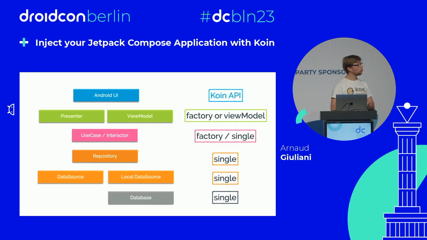For those who want to use business logic rules and try use case, interactor, whatever clean architecture approach with this kind of layers, you can also use a factory or single, whatever you want, if you want stateless or stateful components, to declare this kind of layer. This is the really classical pattern and classical way to map your architecture with Koin and to declare your instance and then use them as well in your application.